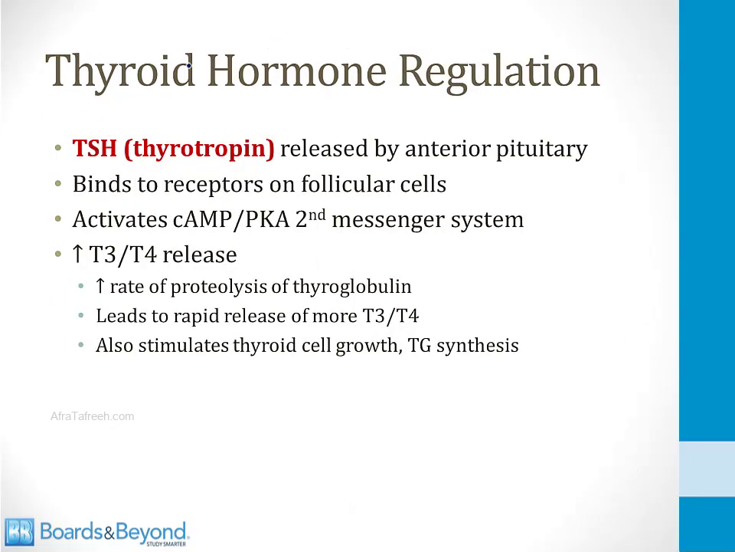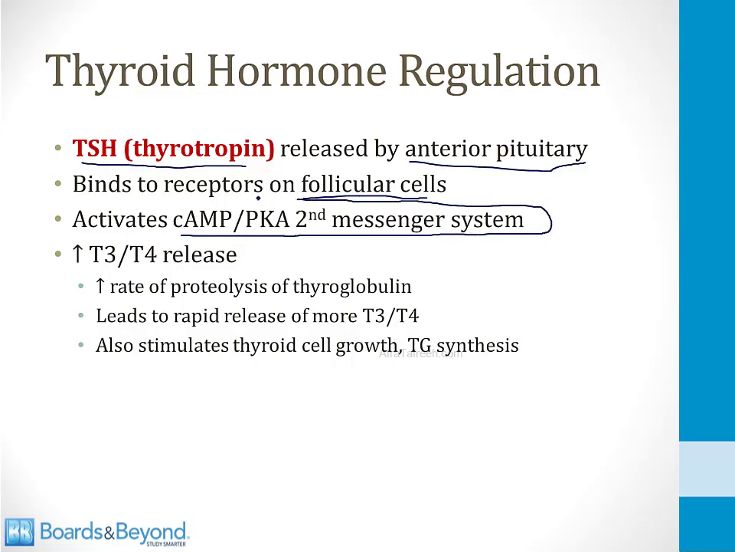The amount of thyroid hormone produced by follicular cells of the thyroid gland is regulated by TSH, which is also called thyrotropin. TSH is released by the anterior pituitary gland. It binds to receptors on follicular cells and stimulates them to release more thyroid hormone. It works via a cyclic AMP protein kinase A second messenger system, and it's high yield to remember this fact for step 1.